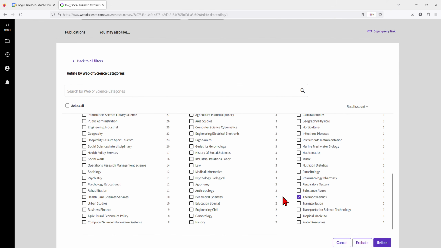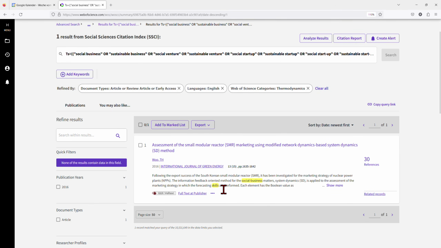for example. Let's just do it the other way. So I'm going to take this thermodynamics, it's one hit here, one paper, and I'm going to refine it so that I have just this one here. So it's only the one that came up with these keywords, but from the area of thermodynamics. So: assessment of small modular reactor marketing using modified networks, dynamics-based system, and so on. I can't even understand the title, so really not my topic.